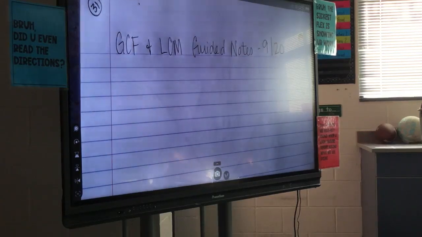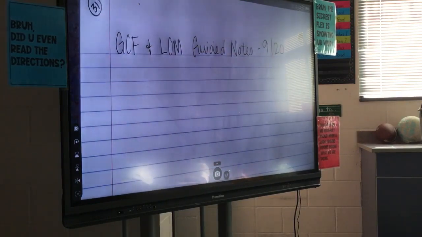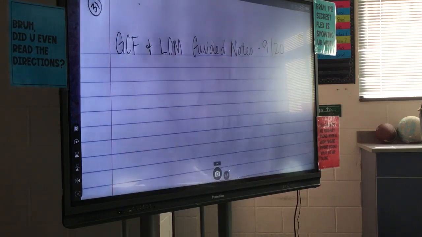...have heard of GCF or LCM, or greatest common factor, least common multiples. Okay? I think you'll understand a little bit more once we start talking about them. You just might not remember them, because I know last year in 5th grade you did talk about GCF, or the greatest common factor.